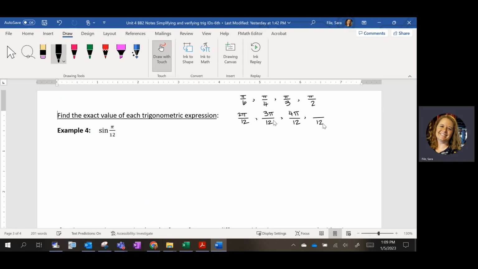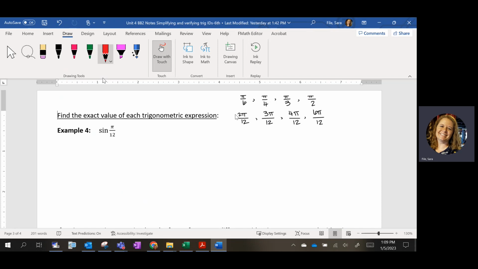And pi halves. So is there a combination of these that you could add or subtract to come up with 1 pi 12th? You could do 3 minus 2 or 4 minus 3. Both of them would work. We're going to get the same answer no matter which ones we choose as long as we do it correctly.